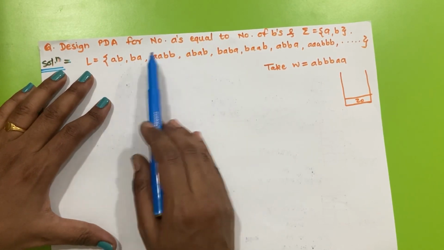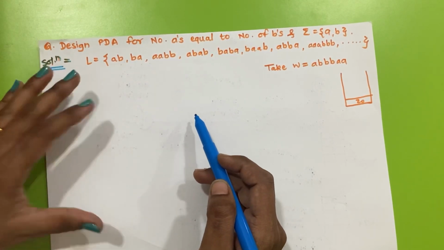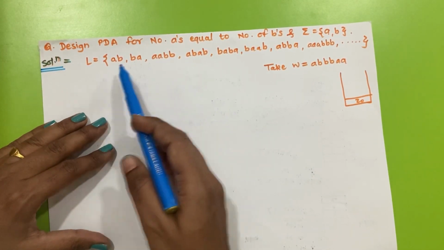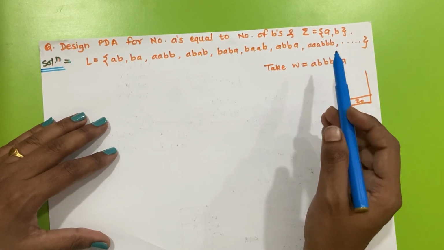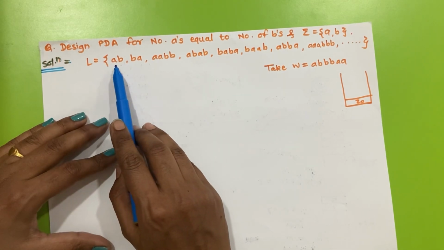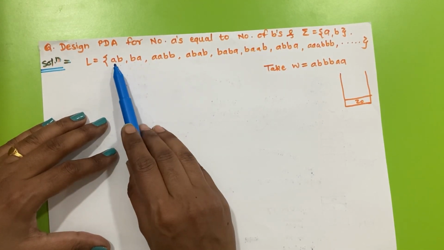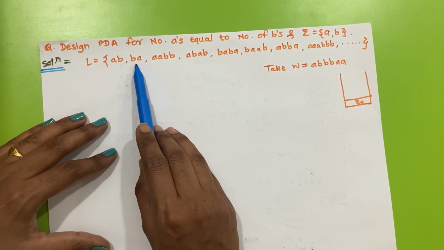So the smallest string will be AB, or it can be BA, because the string can start with A as well as B, because we don't have knowledge about the position of A and B. Okay, so the string can start with A or the string can start with B also. So the smallest string will be AB or BA.